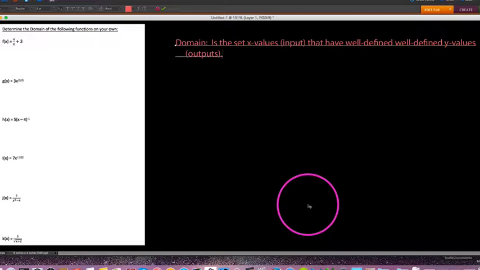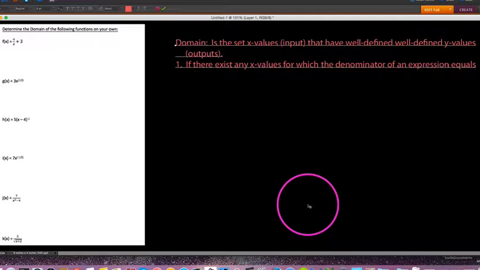What I'm here to tell you is that there are going to be certain instances when you plug in an x value and actually you don't get a y value back. So I want to outline those two instances in this video. First, if there exists any x values for which the denominator of an expression equals 0, that would be bad, then they are not in the domain.